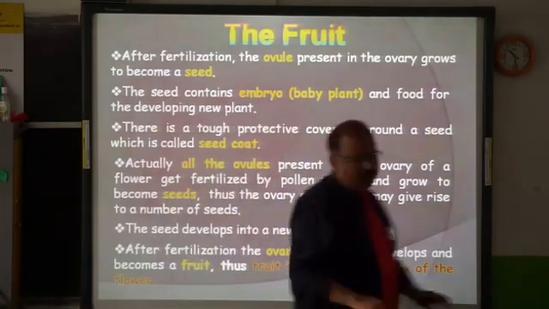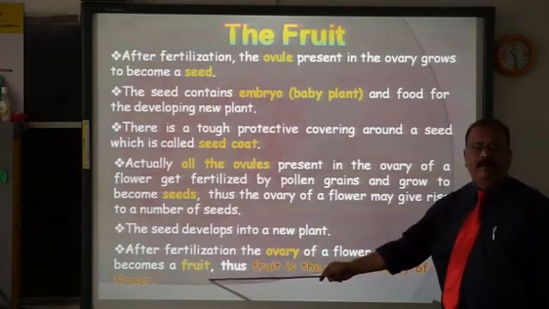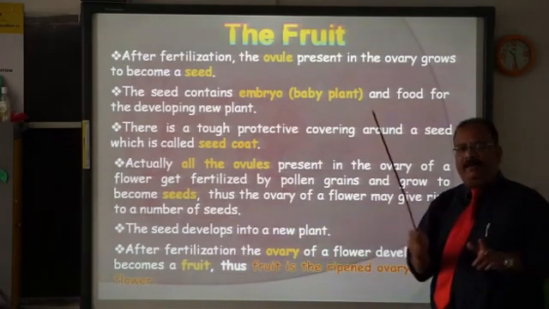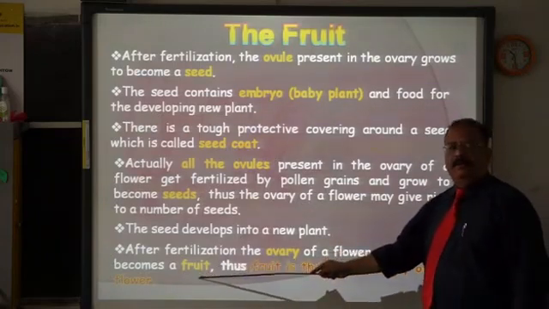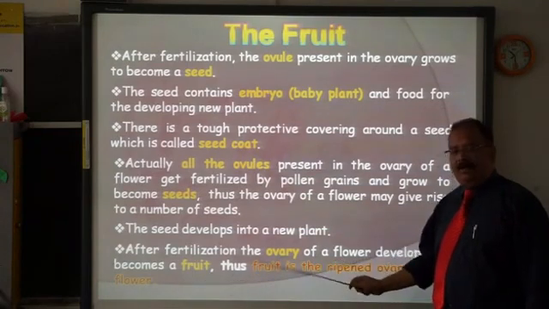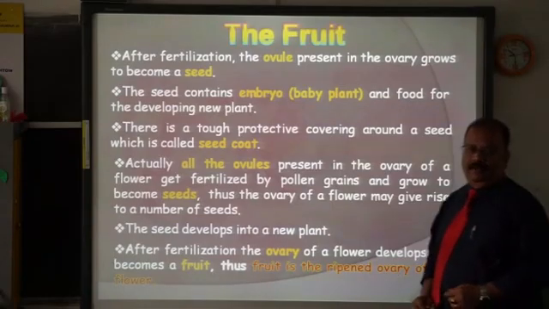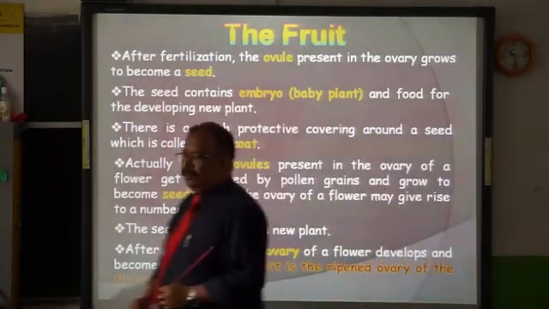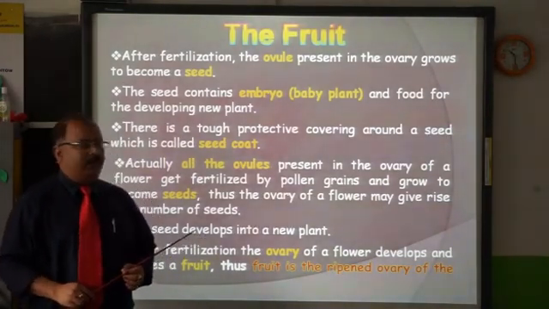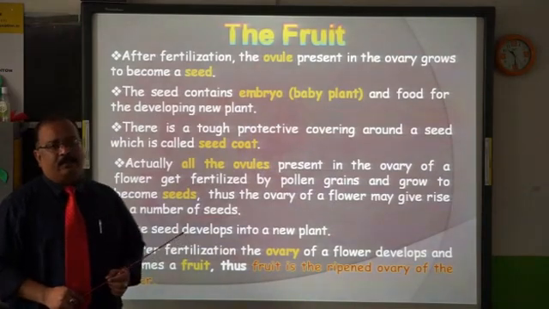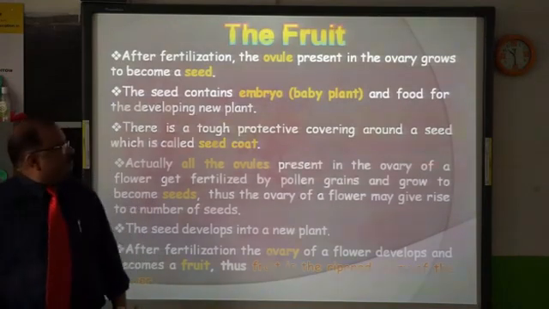And the last one here, after fertilization, what happens? The ovary of a flower develops and becomes a fruit. It is the ovary, the swollen part of the reproductive system. It develops into a fruit. The ovary becomes fruit. That is why we can call, what is fruit? Fruit is the ripened ovary of the flower. So the definition of fruit will be, fruit is the ripened ovary. Okay, after fertilization, the ovary turns into fruit and ovule turns into seed.